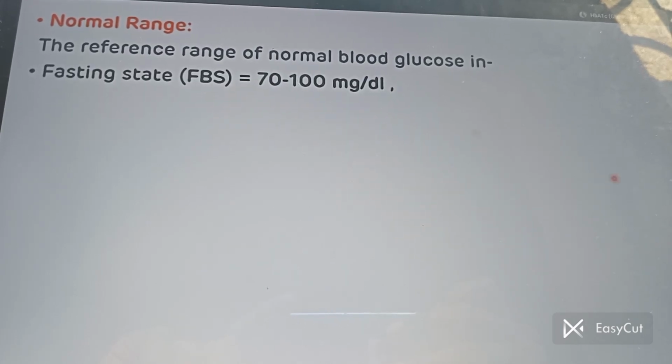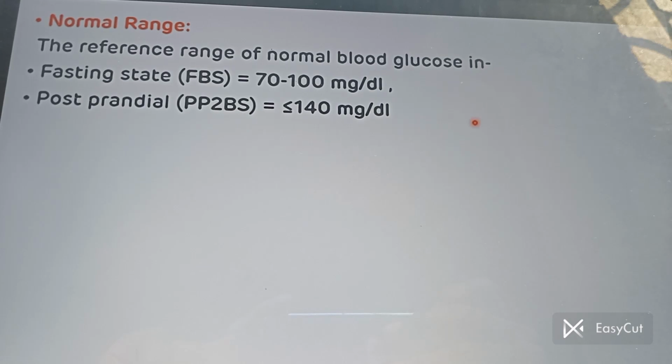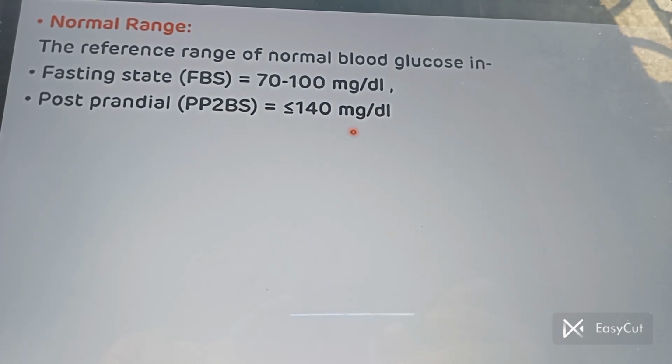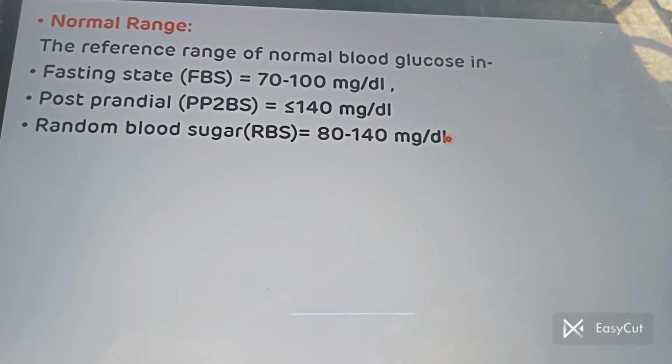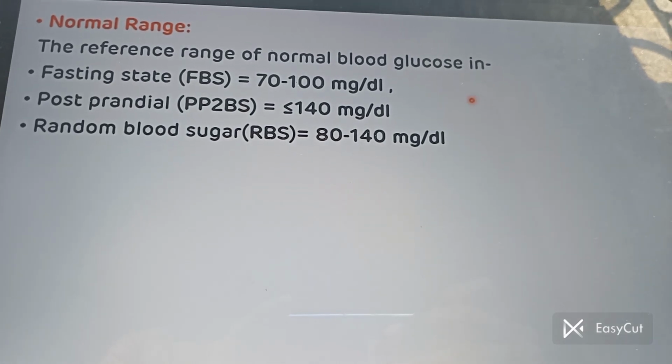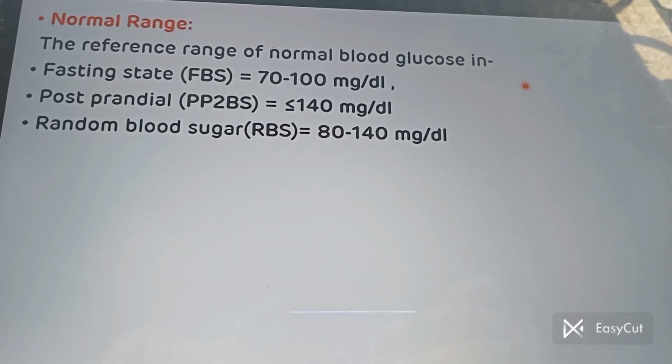So the normal value for the fasting blood glucose is 70 to 100 milligram per deciliter. For the postprandial blood sugar, it is less than or equal to 140 milligram per deciliter, and for the random blood sugar, it is 80 to 140 milligram per deciliter. So these are the various normal ranges of the blood glucose.